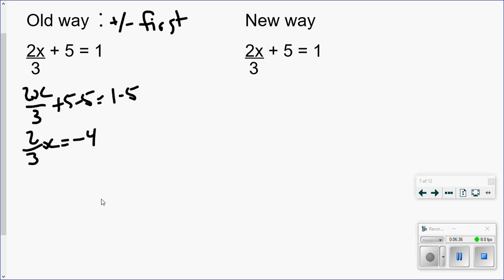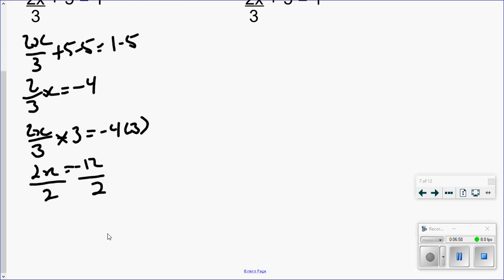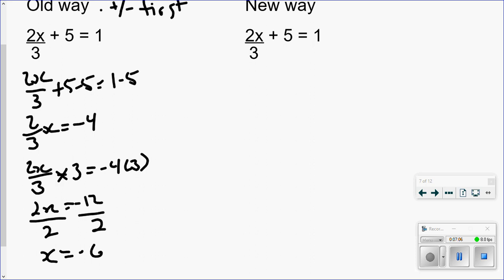I'm going to choose to look at the division first. I've got x divided by 3, so I'm going to multiply both sides by 3. Since I'm multiplying by 2, I'm going to divide both sides by 2, which leaves me with a -6 in the end. All right, my new way, so we multiply everything by 3.